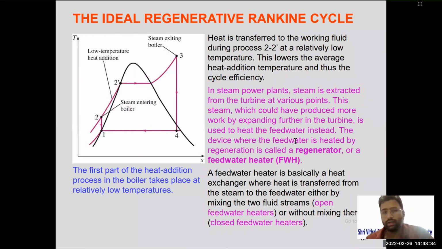And the last method to increase the efficiency of the power plant is the ideal regenerative Rankine cycle. So there are always 2 basic concepts, reheat and regenerate.